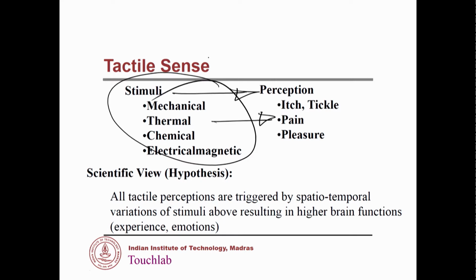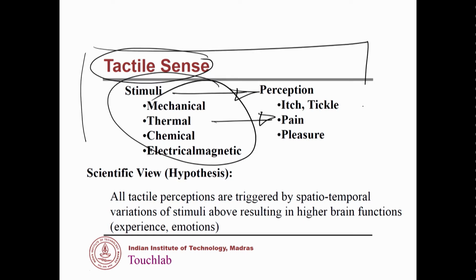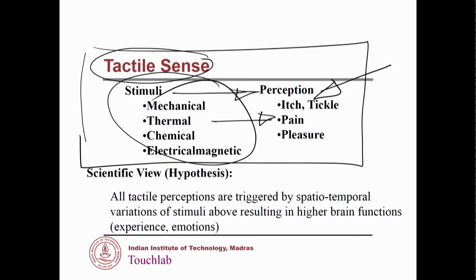It is not just to understand the stimulus. Tactile sense means it is the totality of the entire system. What is the input to the system? What is the output of the system? Output is a perception. So, what is perception? How do we measure the perception? Why do we need to measure the perception? Only when we measure the perception can we improve things.